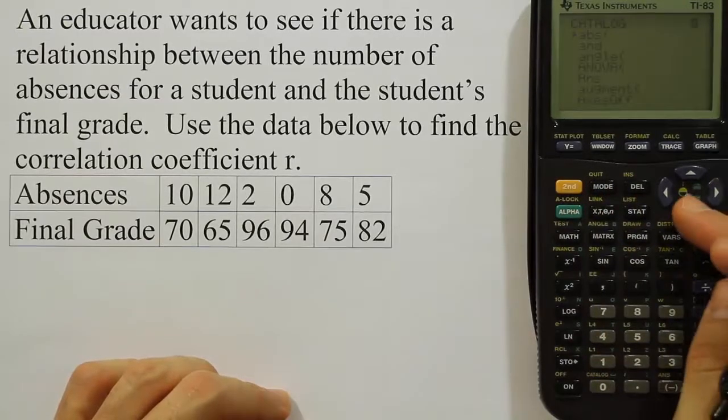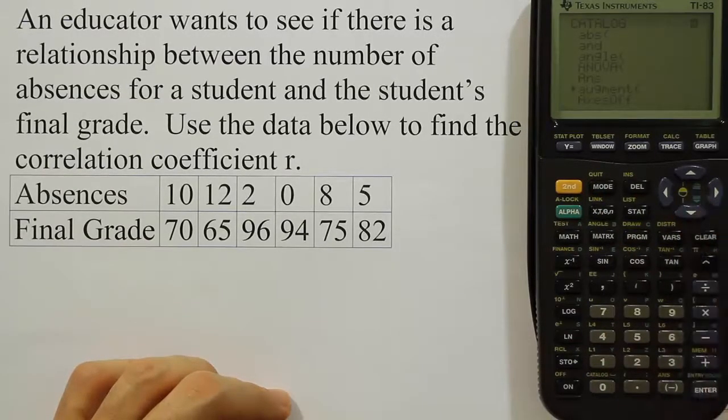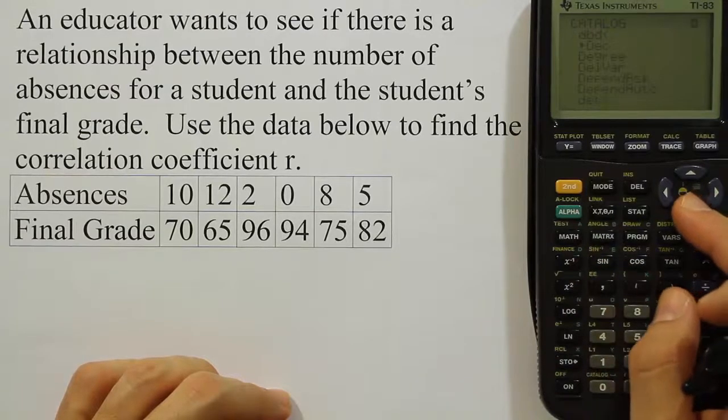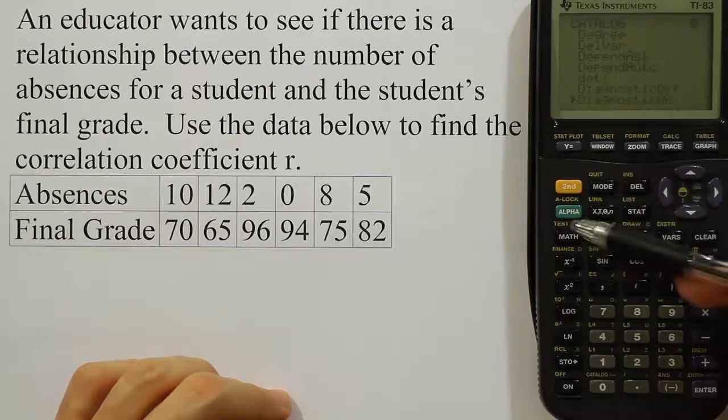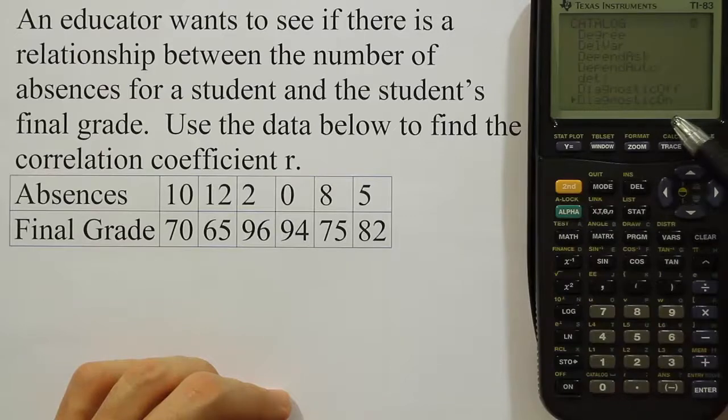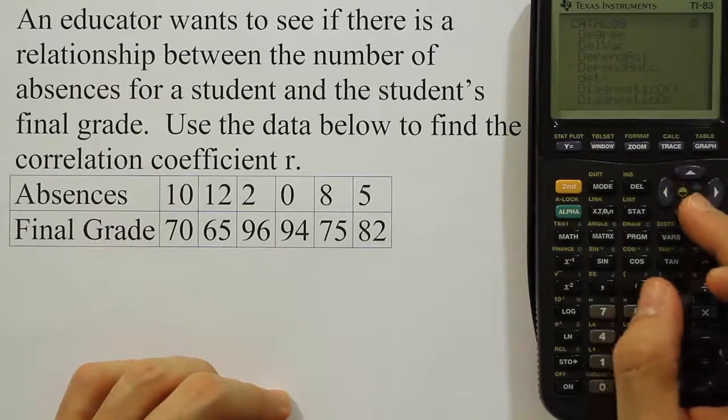When you bring it up, you're going to have all these different letter options here. If you press where the D is on your calculator, on my calculator that's under the X inverse key, it'll bring you down to where the D's occur. And if you scroll down, you'll be able to find diagnostics on. If you didn't want to push the D to get there, you can just scroll all the way down until you see diagnostic on here.